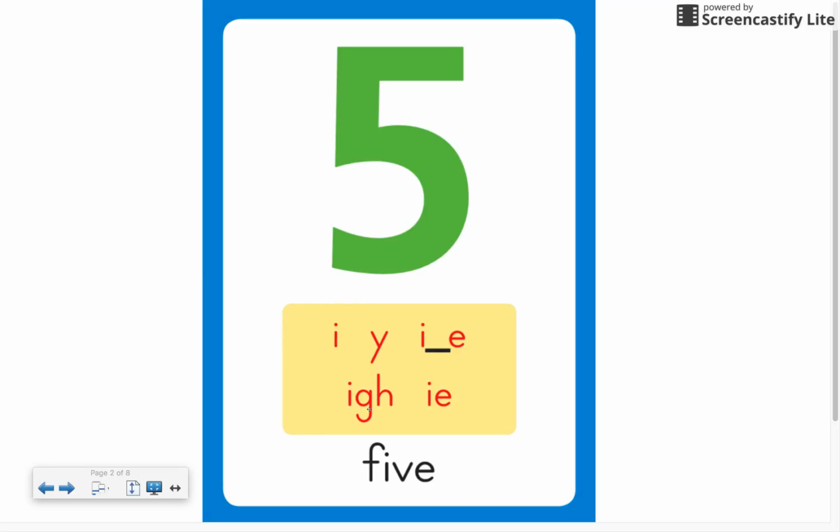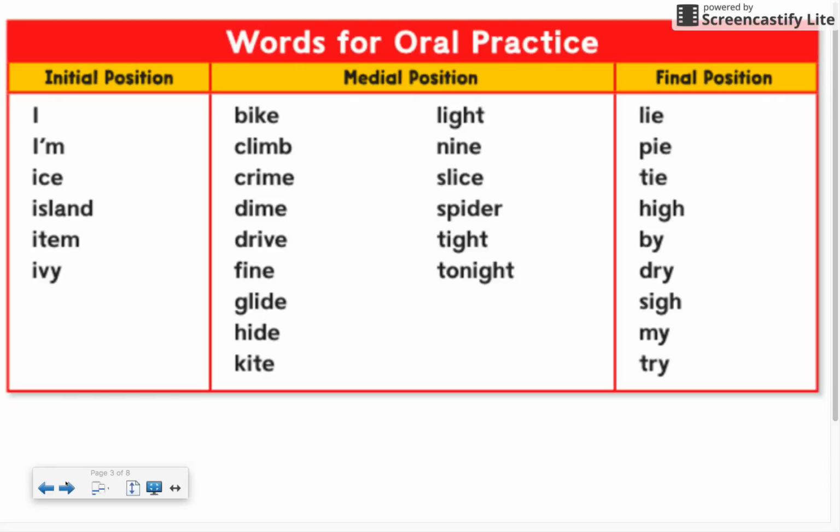IGH can spell the I sound. And IE can spell the I sound. These spelling patterns can all be used to write words that make the I sound, like in 5. 5 uses I consonant E, I, V, E. You can find the I sound in different parts of the word.